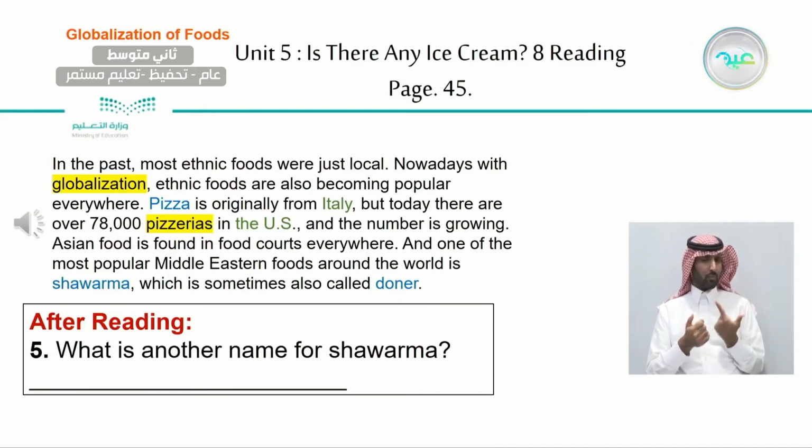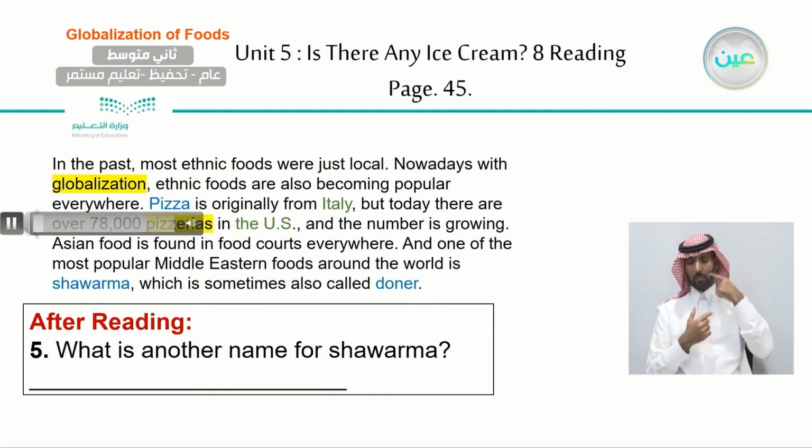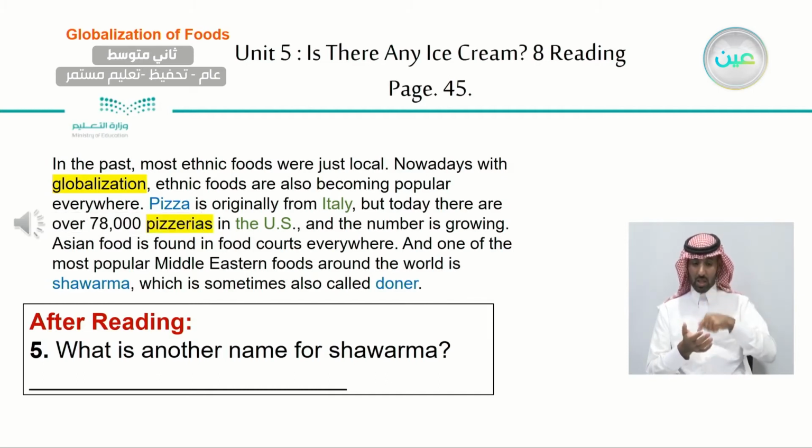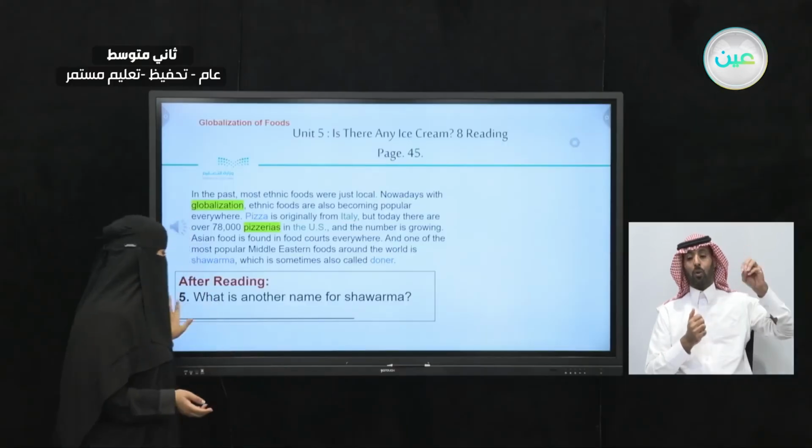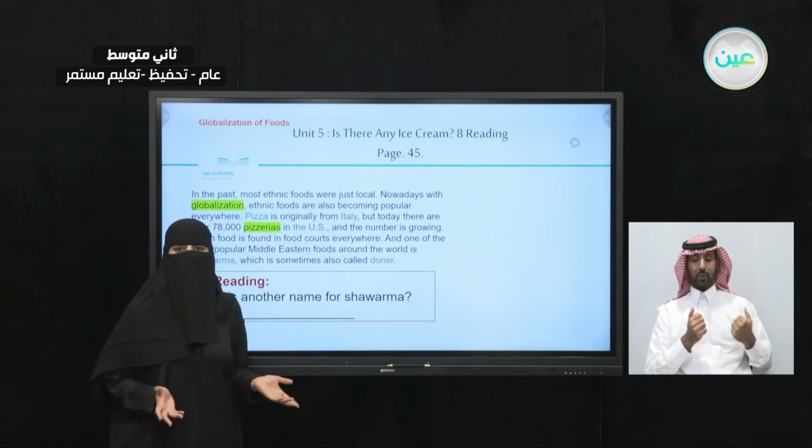Let's find it here. In the past, most ethnic foods were just local. Nowadays, with globalization, ethnic foods are also becoming popular everywhere. Pizza is originally from Italy, but today there are over 78,000 pizzerias in the US, and the number is growing. Asian food is found in food courts everywhere. And one of the most popular Middle Eastern foods around the world is shawarma, which is sometimes also called doner. Now, what is the other name of shawarma? Doner. This is the other name for shawarma.